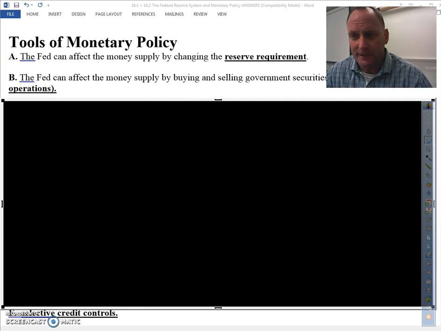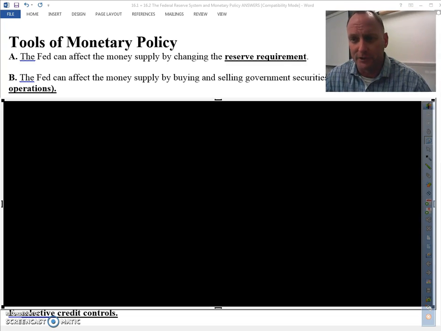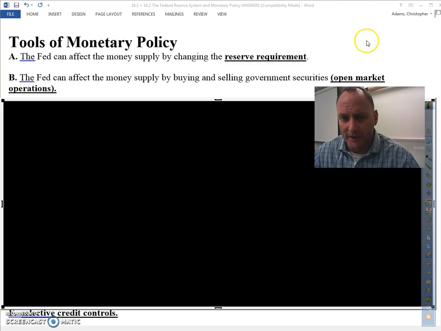Secondly, you have open market operations. The Fed can affect the money supply by buying and selling government securities in open market operations. Now, I'm going to suggest in a little bit for you to do the unit review questions to get ready for this test, and you will get to practice these type of manipulation of these tools. But basically, a government security is a treasury bill, treasury bond, like we talked about earlier.